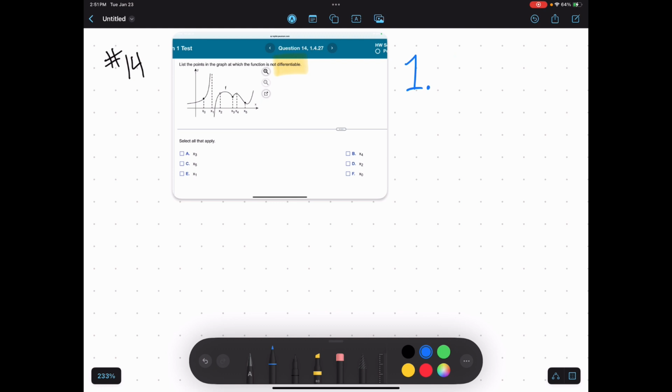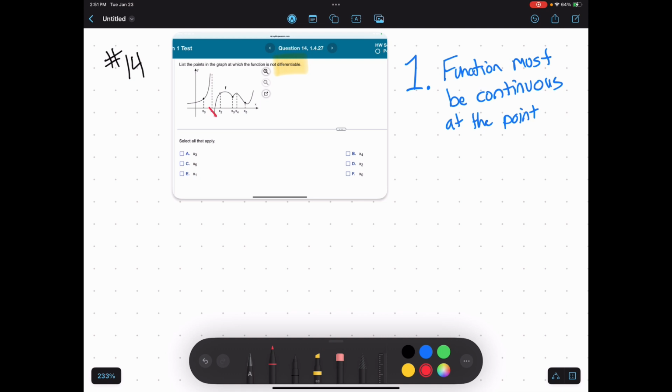So first rule of thumb, the function must be continuous at the point. So first off, that has to be true. The function has to be continuous at the point. So take a look at this graph, and I can go ahead and cross out points where the function's not continuous. At x1, we have an asymptote.